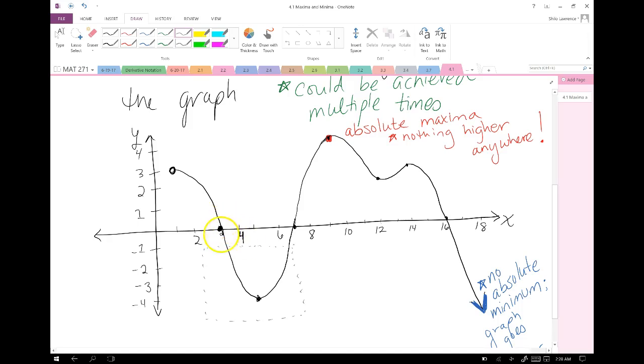So on an interval from about 3 to 7, between 3 and 7, there is a lowest point. And it's always going to make a valley. That is called a relative minima. And it's the lowest point in that area.